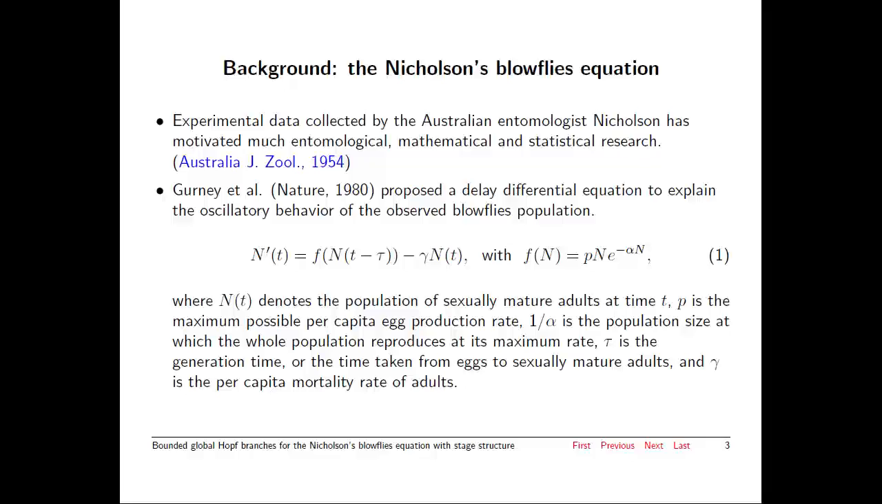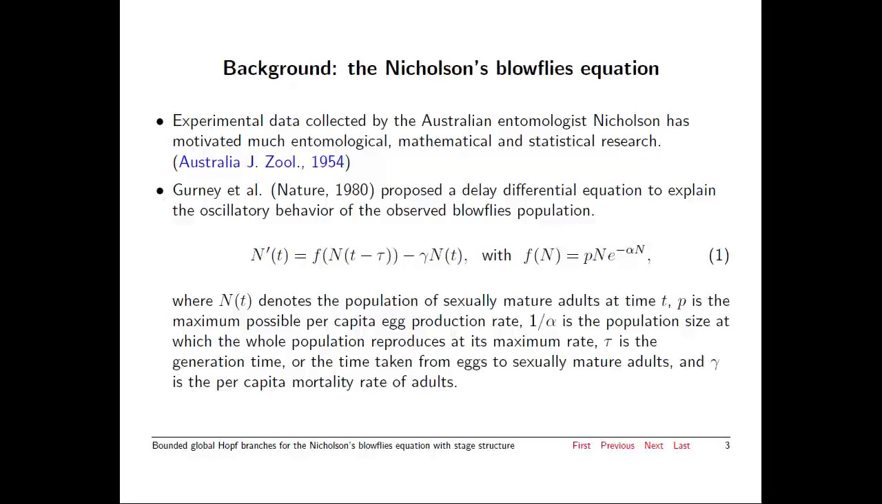So in 1980, Gurney first proposed the delay differential equation 1 to explain this oscillatory behavior. Here Gurney used N(t) to describe the population of sexually mature adults at time t, and f is the birth function. So the derivative of N(t) means the change rate of the mature adults population. The f is the birth function, and this is the linear function, the death function.